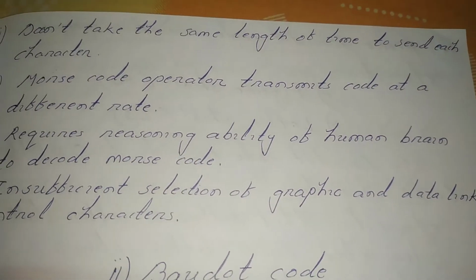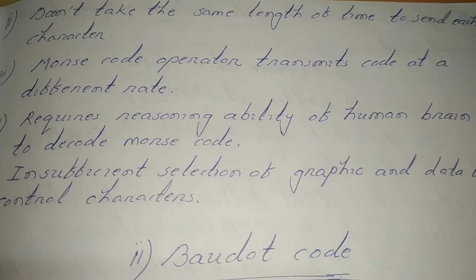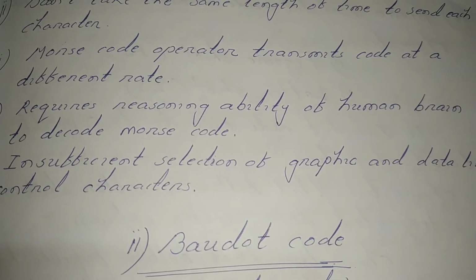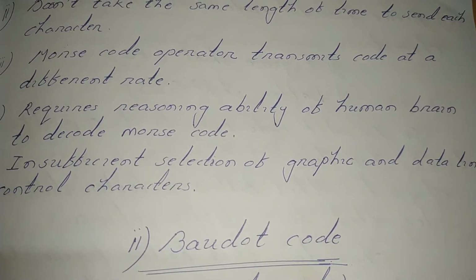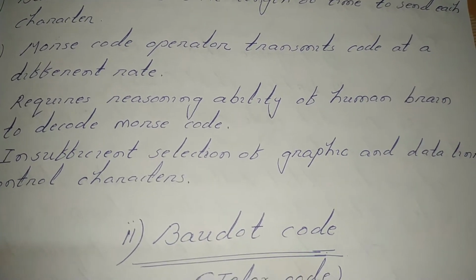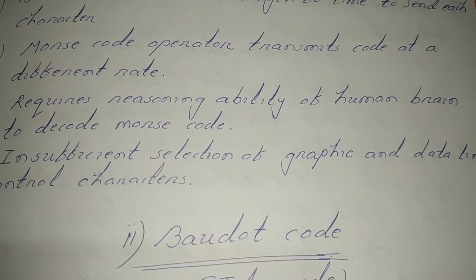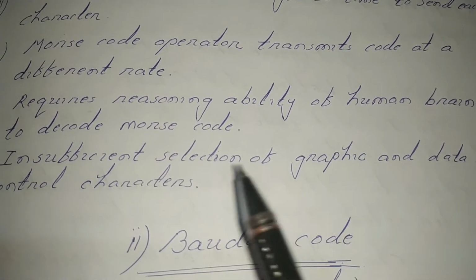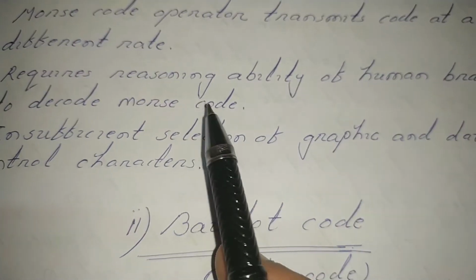Okay, and the second one is what? It also does not take the same time to send each character, and a Morse code operator transmits code at different rates. The data transmission rate is different. To transmit the symbol A, whatever the time it takes, it will take a different time to transmit the symbol B, suppose. It requires the reasoning ability of the human brain to decode the Morse code.